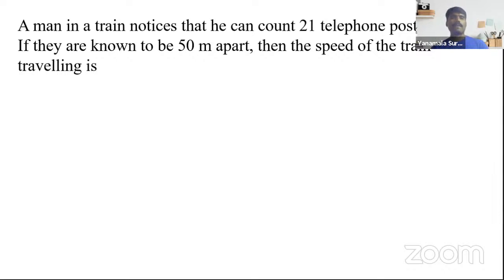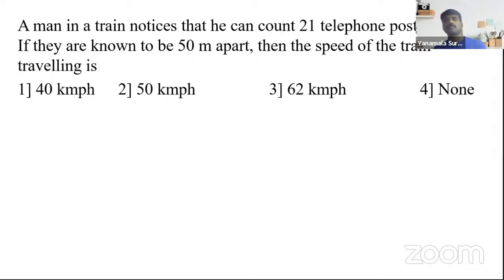A man in a train notices that he can count 21 telephone posts in 1 minute. If they are known to be 15 meters apart, then the speed of the train traveling is... Now the question they are asking is, what is the speed of the train?